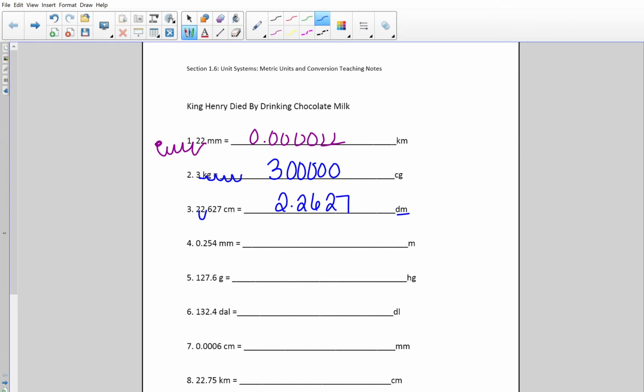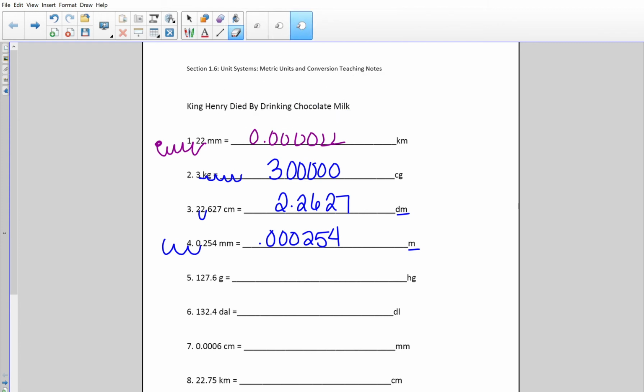Okay, so here I want to go from millimeters to meters. So because this only has one letter, I'm talking about it being in that base column. So I'm going to go from here to here. So I'm going to move it 1, 2, 3 spaces to the left. So here I've got 1, 2, 3 spaces to the left. So it's going to be 0.0000254 meters.